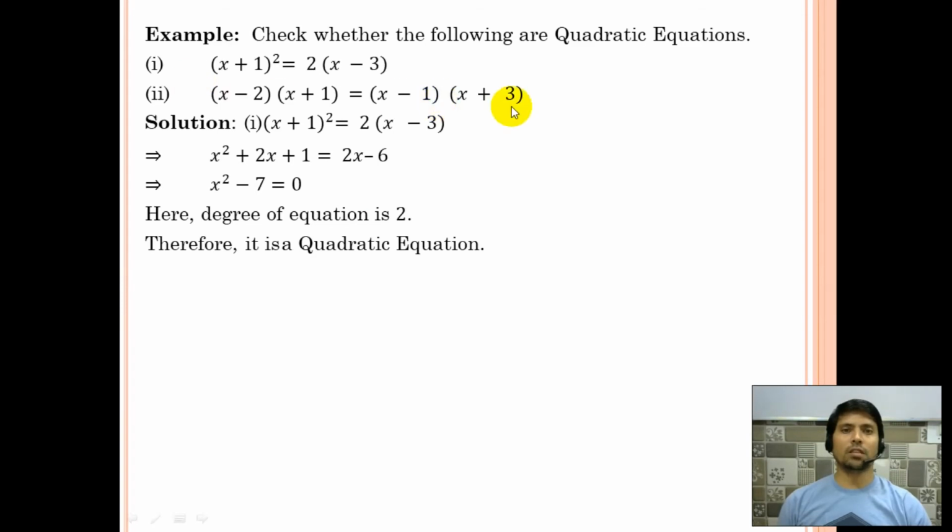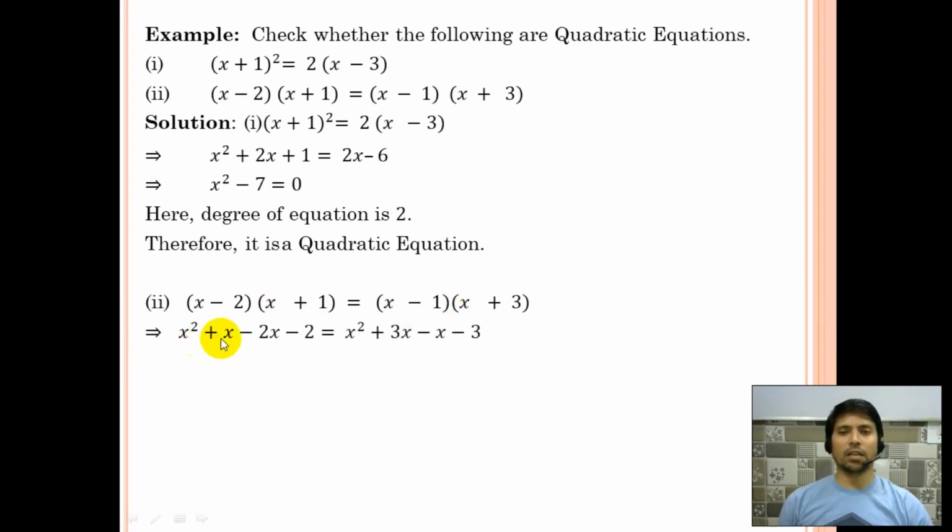Now see the next example. Again we will simplify the left hand side as well as the right hand side. This is x square plus x minus 2x minus 2, which equals x square plus 3x minus x minus 3. On multiplication we get this. Now you can see the x square terms will cancel out, and on simplification we get minus 3x plus 1 equals 0.